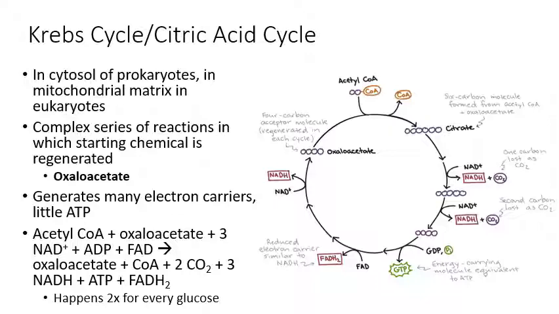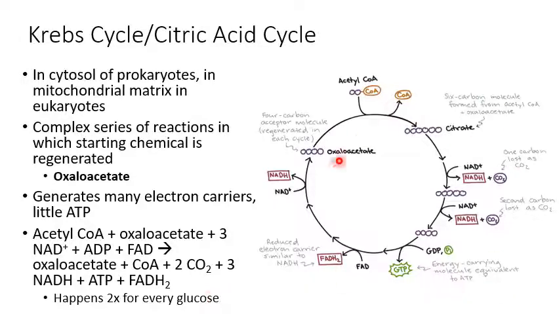The basic purpose of the Krebs cycle is to make a lot of electron carriers, or I should say to reduce a lot of electron carriers by adding electrons to them. You also make a little bit of ATP. So the reactants for Krebs cycle are acetyl-CoA and oxaloacetate, and 3 NAD pluses, and an ADP, and an FAD. The products are oxaloacetate again, also CoA, 2 CO2, 3 NADHs, and an ATP and an FADH2.